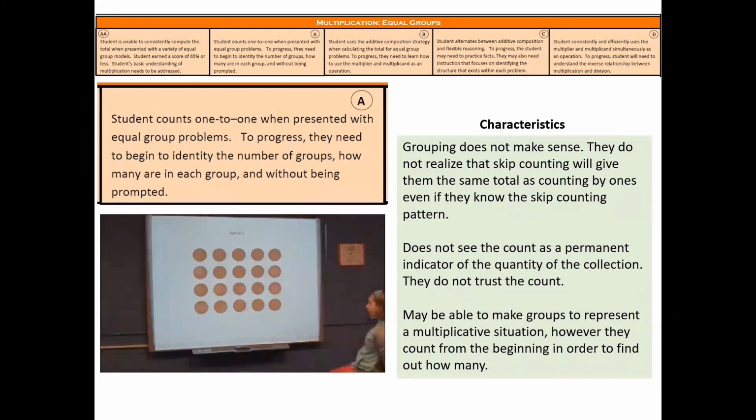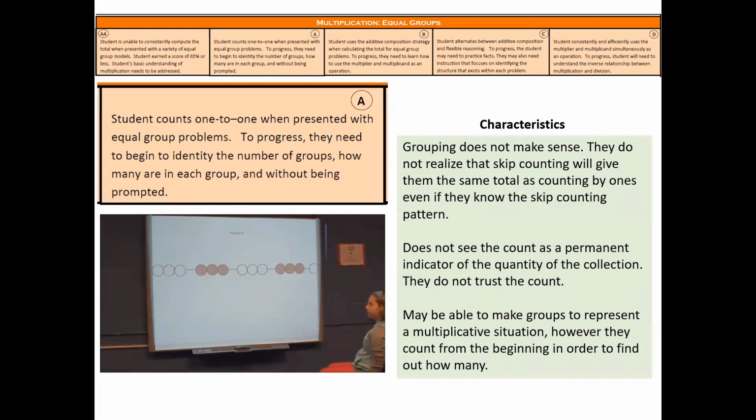20. And how'd you get that? I just counted. Okay. And what'd you count by? I count by ones. Okay. And so for characteristics of students at level A, grouping does not make sense.